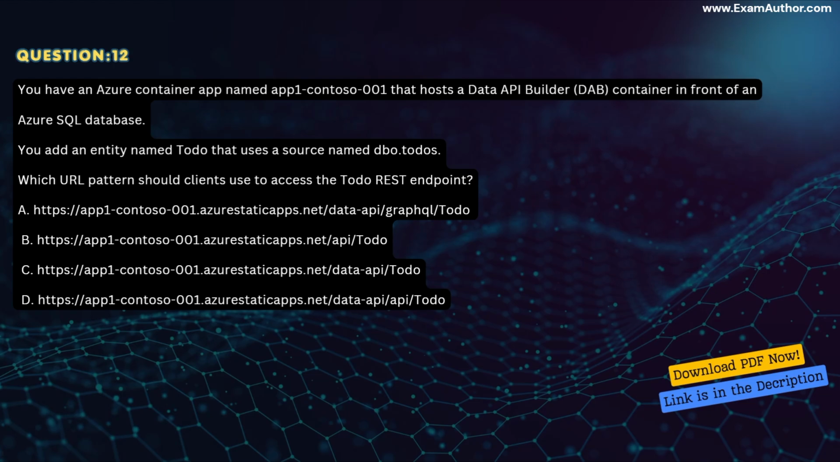A. https://app1-contoso-001.azurestaticapps.net/data-api/graphql/todo. B. https://app1-contoso-001.azurestaticapps.net/api/todo. C. https://app1-contoso-001.azurestaticapps.net/data-api/todo. D. https://app1-contoso-001.azurestaticapps.net/data-api/api/todo. Correct answer B.